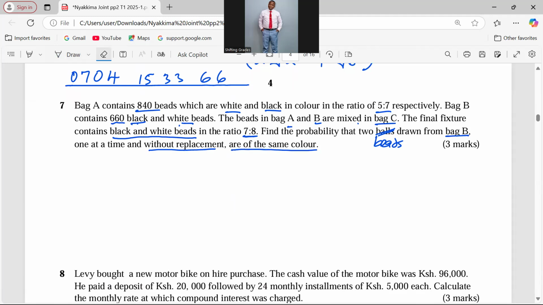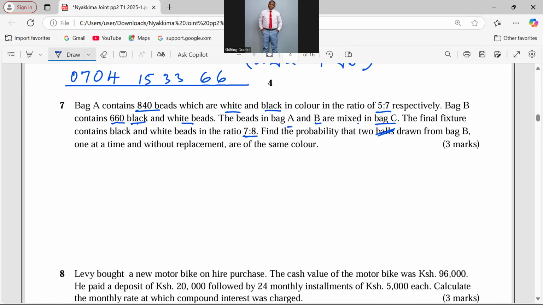So let's begin by applying some proportions here and ratios, whereby we will say white and black in this ratio respectively, 5:7. So we can see the total proportions are 12 because of 5 and 7. So for us to get the number of white in A, we need 5 out of 12 multiplied by 840. This will give us 350 exactly. Those are the whites in bag A.